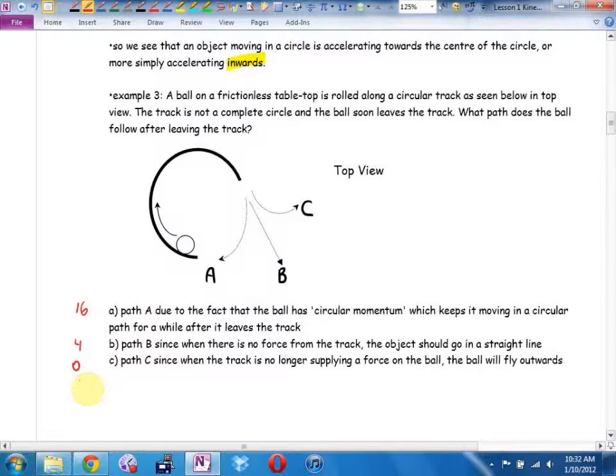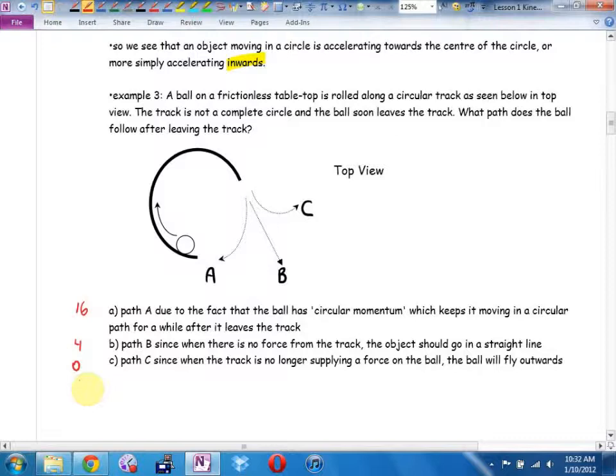Let's replace the track with a string. If I cut the string, so let's freeze frame it. Imagine we freeze frame it with this right here, and I were to cut the string. Would these keep going in a circle around my head? No, Katie, which way would they travel? They'd hit Brandon square in the head.